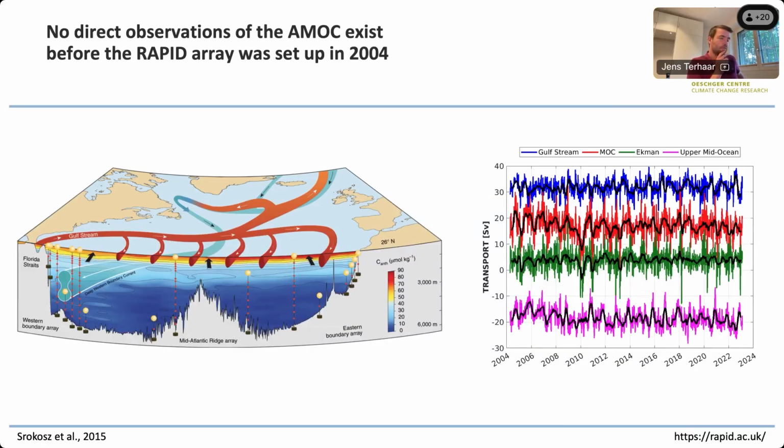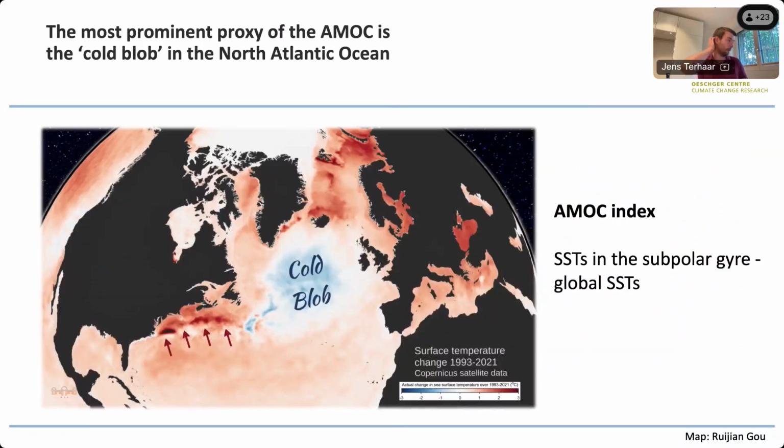The problem is that these observations only started in 2004, so we don't have any measurements before 2004, at least in this area, and it makes it harder to understand how the AMOC has behaved before. To understand this, a lot of people use proxies to evaluate how it has changed before.